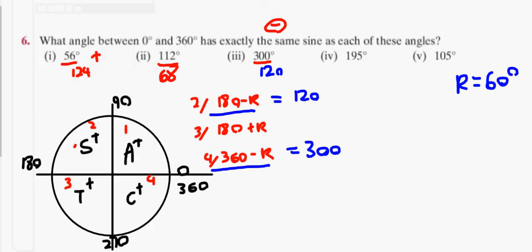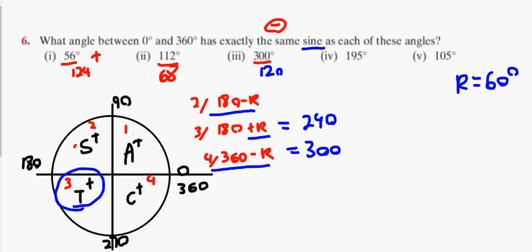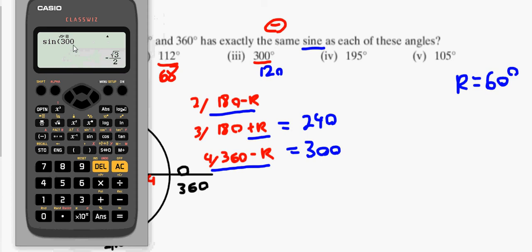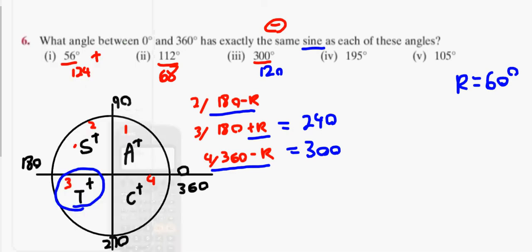I was wrong, we're not using quadrant 2. I got mixed up. We're actually using quadrant 3 because it's about sine. So sine is negative in the third and fourth quadrant. So it's going to be 180 plus R, which is 240. You can check your answers really quickly. Sine 300 is minus root 3 over 2, and sine 240 is also minus root 3 over 2. Happy days. Alright, let's try the next one, which is 195.